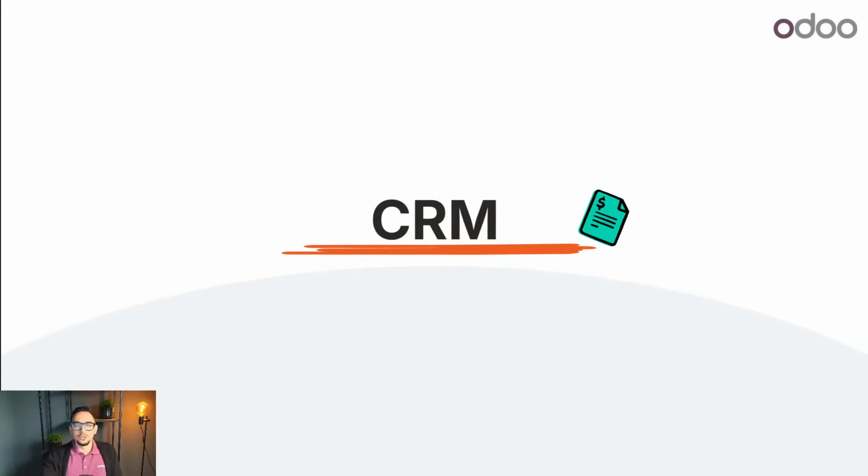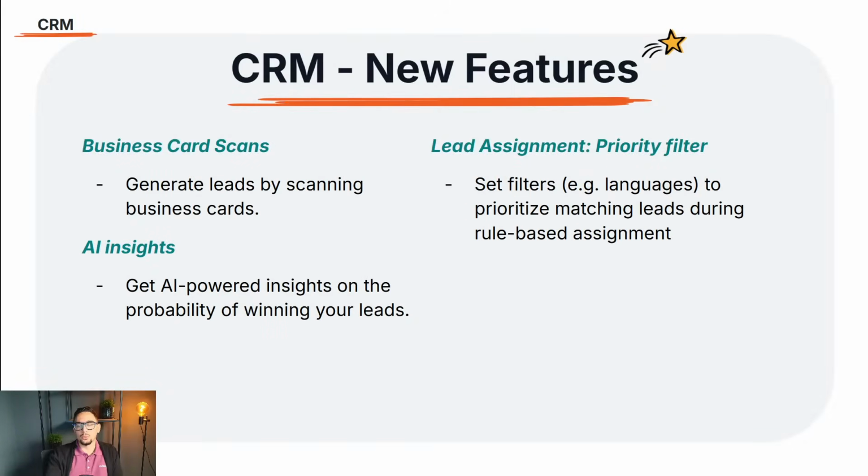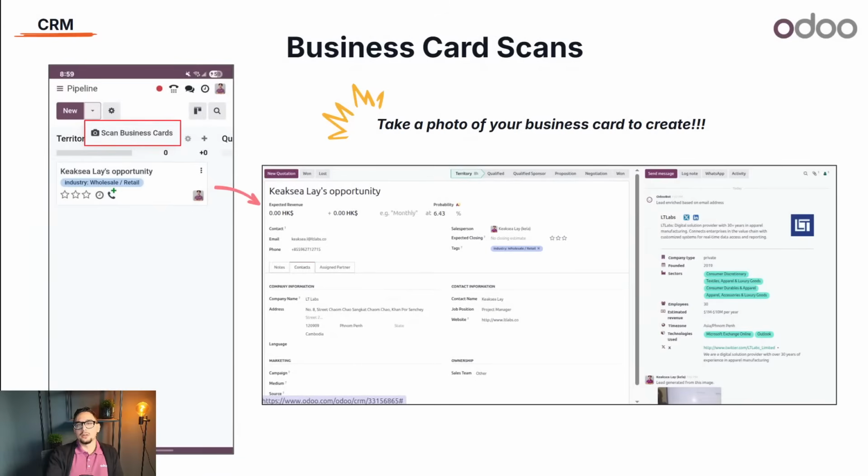Okay, so the first module that we're going to be discussing today is, of course, the CRM module, which is one of the most integral parts of an ERP system. It's a customer relationship management tool. We have a lot of new features, and we're going to be exploring them one by one. The first feature is the business card scan.